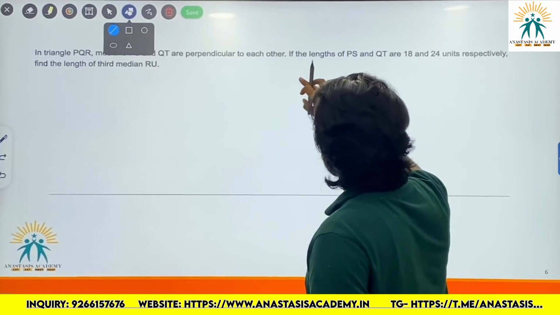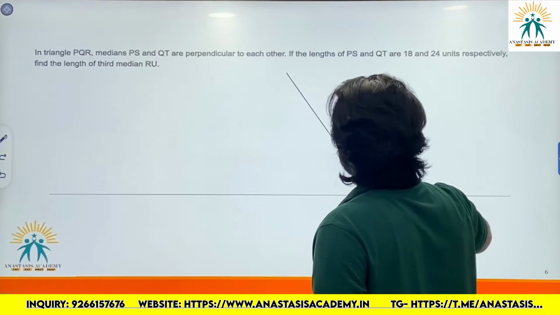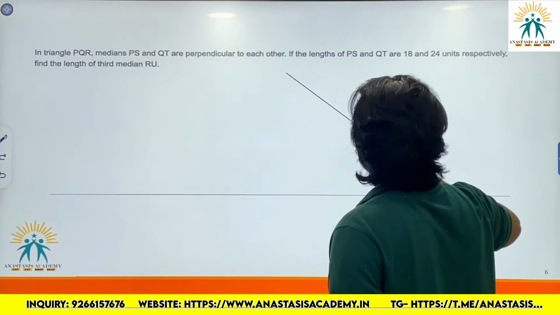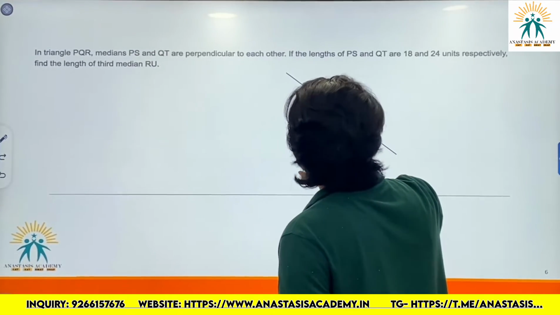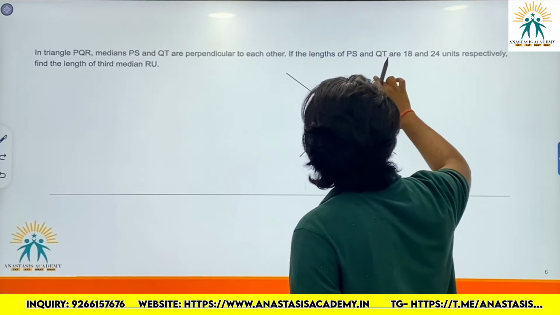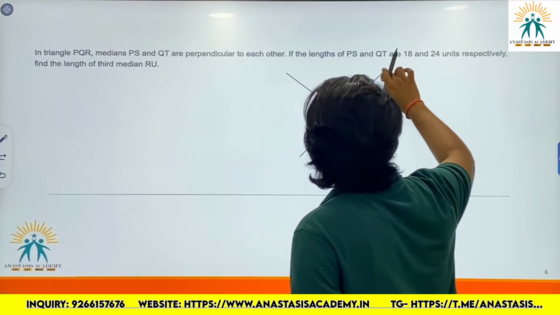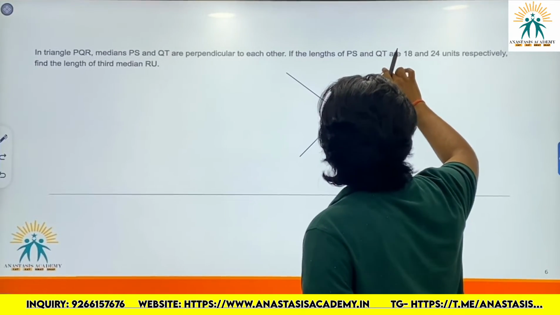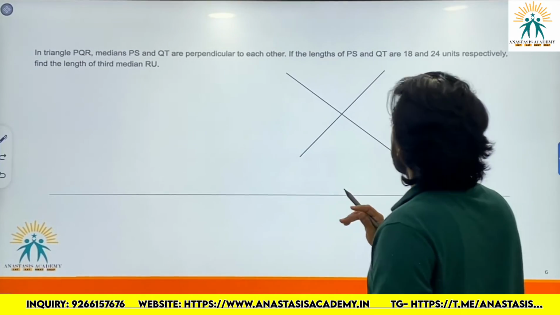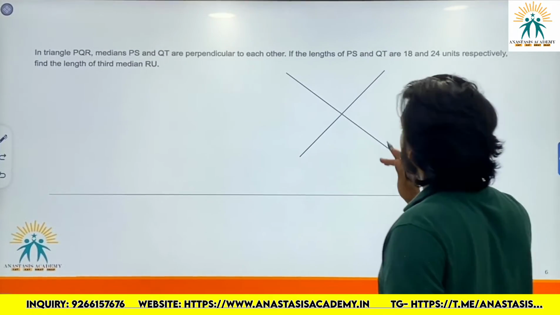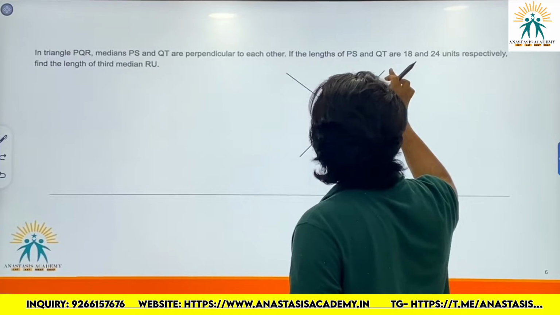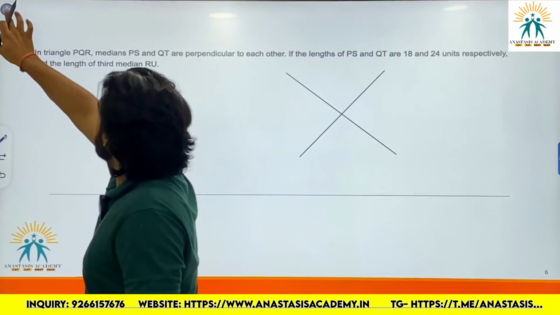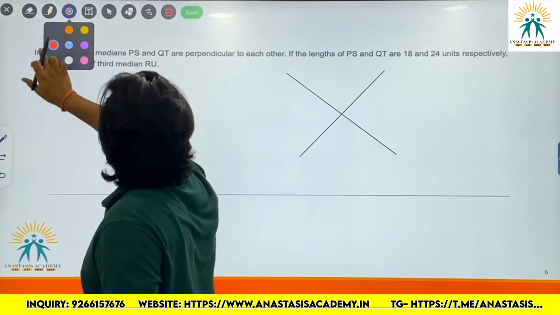So I am drawing two medians first. This and these two are perpendicular. Now drawing the triangle around it.